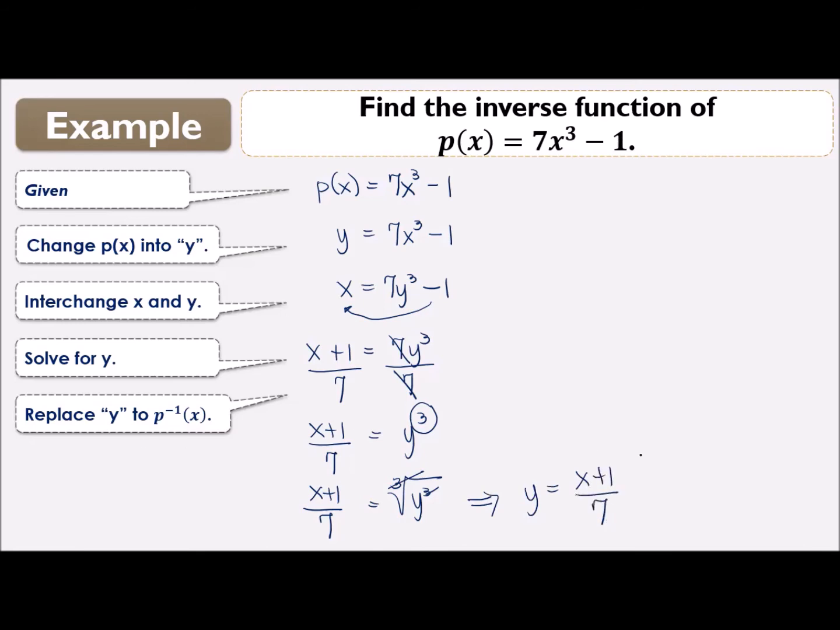Tapos, ang last step na, palitan lang natin. So, ang gamit natin ay p of x, kaya ang inverse ay p raised to negative 1 of x is equal to the cube root of x plus 1 over 7. And that's it. That's now the inverse of the given p of x.